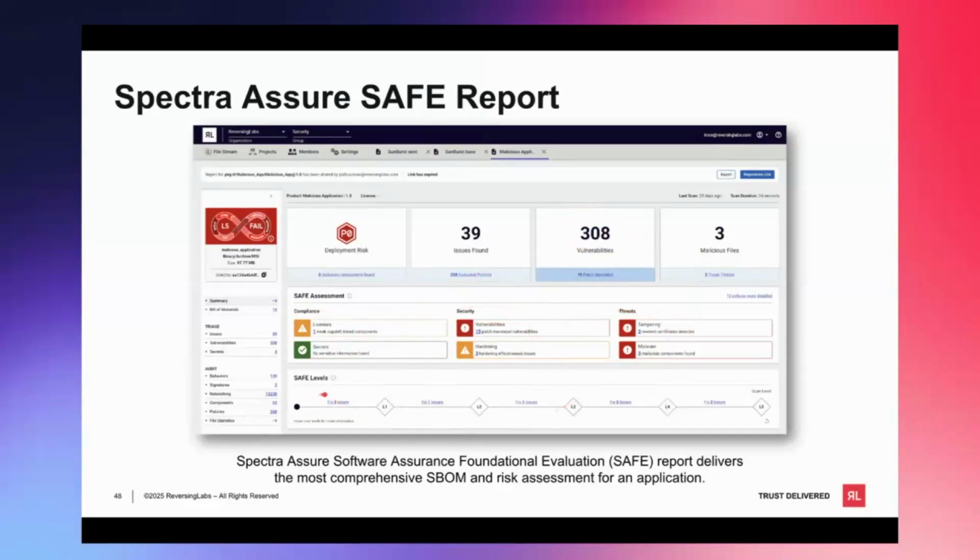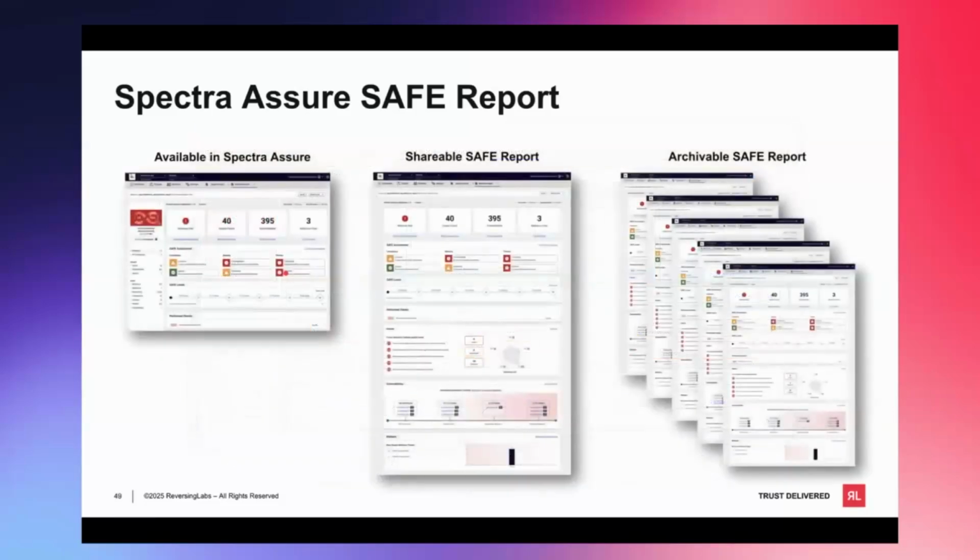And again, we have those SAFE levels 1 through 5, 5 being squeaky clean, pristine software, 1 or 0 being software that you are not going to want to ship or deploy. And this is all clickable, interactive. We'd love to walk you through it if you're interested in taking a demo. These come in 3 main forms. One is in our UI, Spectre Assure the product itself. You can click through it.